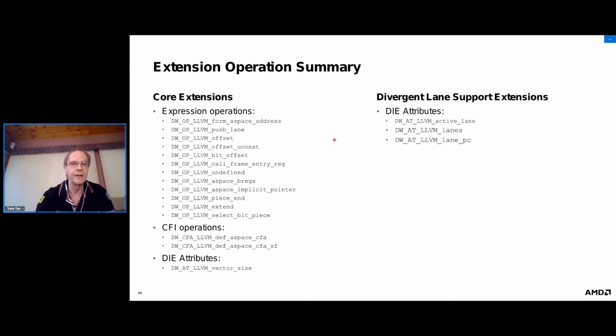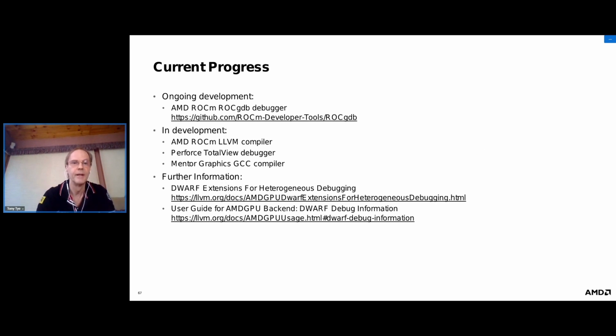This is just a summary of the new operations we added. I think we talked about most of these. In CFI, we added a couple of things for address spaces, and then we have some attributes we added to support vector base types. And then we built on that to do our divergent lane control. We didn't really talk too much about that, but there are attributes to support it.